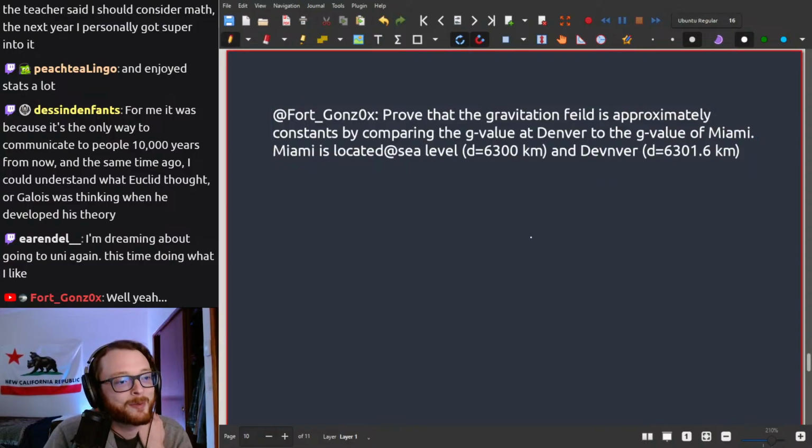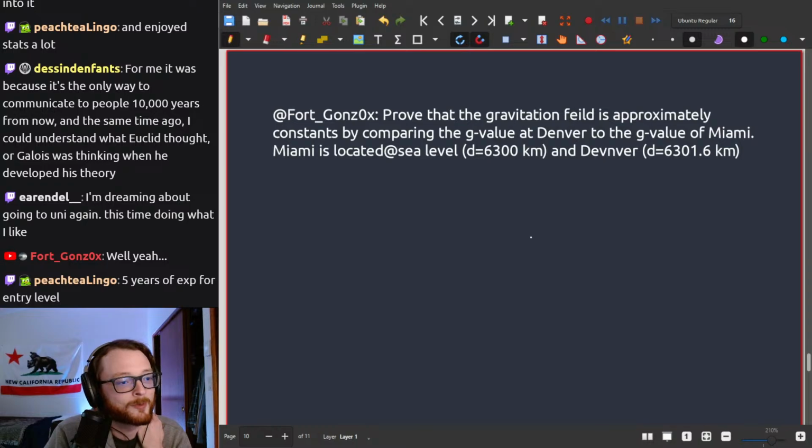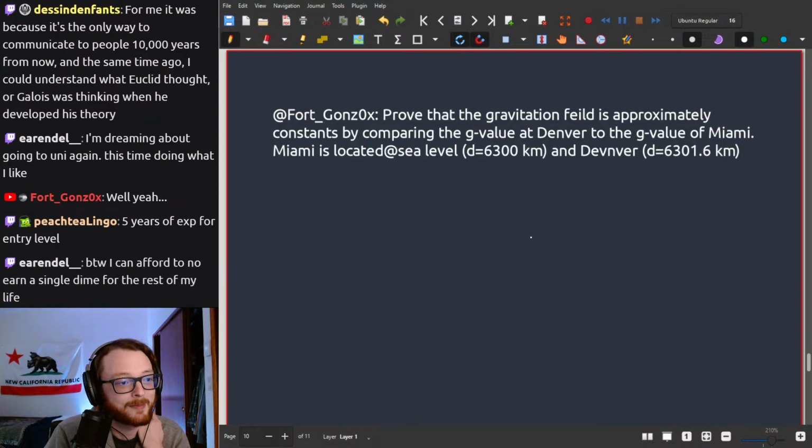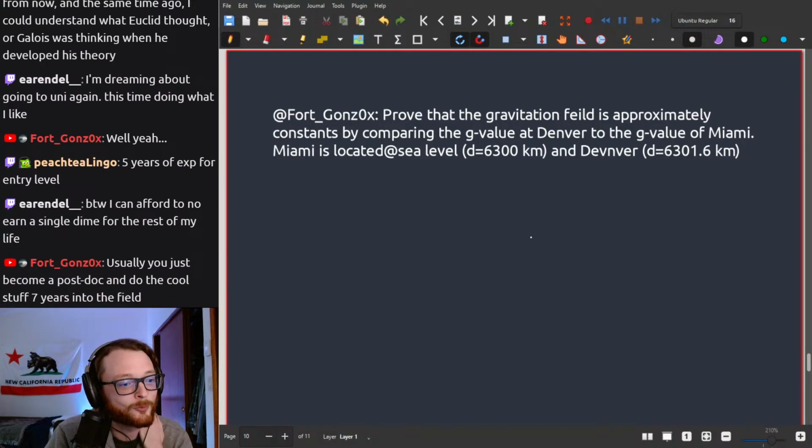I wasn't switching to math until my senior year in high school too, Peach says. I remember my math teacher asked what I wanted to do when I got older. I wasn't really sure. When the teacher said I should consider math, next year I personally got super into it, enjoyed stats a lot. That's awesome. That's a fantastic teacher. Hopefully the teacher was actually good at their job, but that's cool to hear, Peach D. 5 years experience for entry level. Yeah.